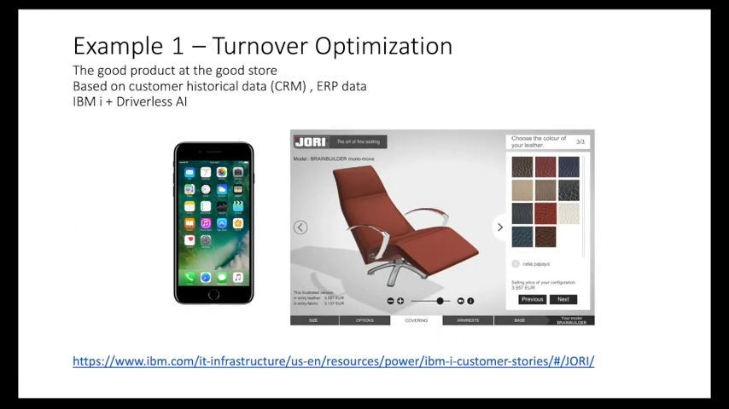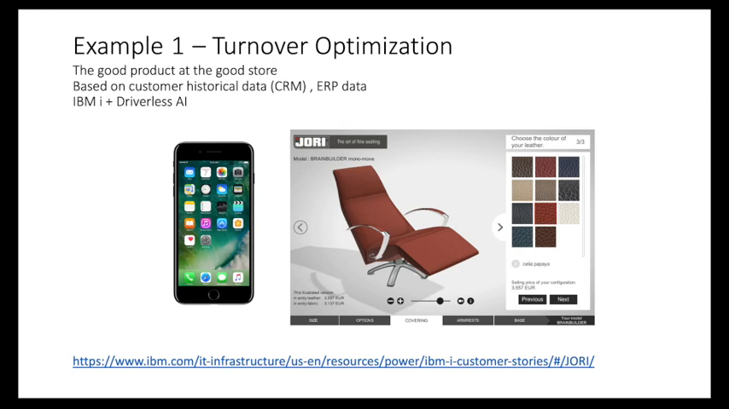So just to give you a few concrete examples. Machine learning is also a way to optimize things in your supply chain. In that particular example, it's about turnover optimization. It's about getting the good product at the good store based on your customer habits, past sales, based on customer historical data coming from your customer relationship management system, your CRM or ERP data.